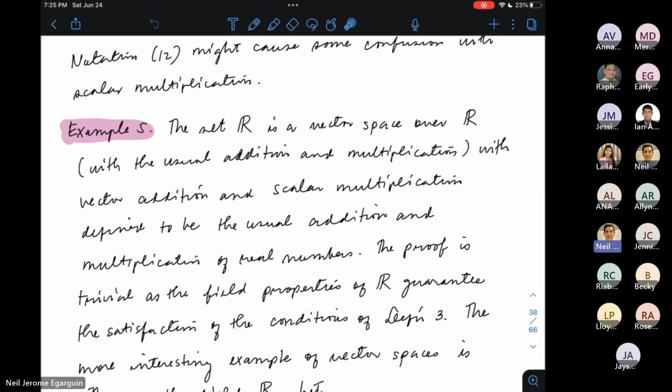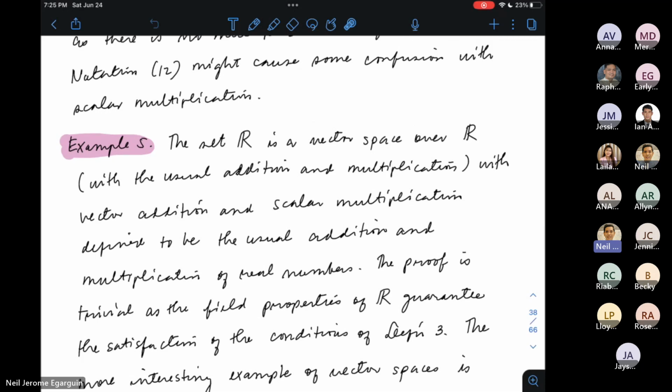Anyone? What is the additive identity of the vector space of real numbers over R? Okay, kung ayaw nyo mag-unmute, you can use the chat box to answer. Just unmute yourself. Ano yung additive identity? Yes, Aline?